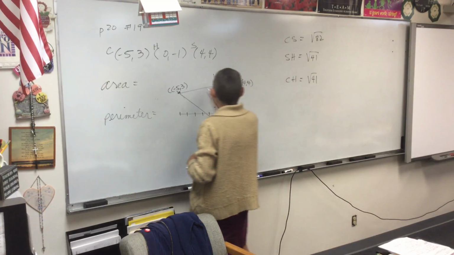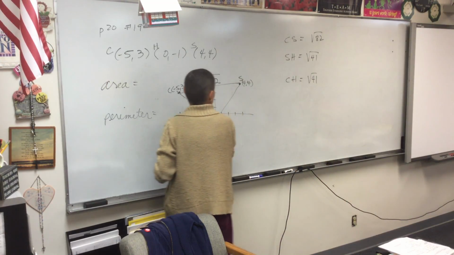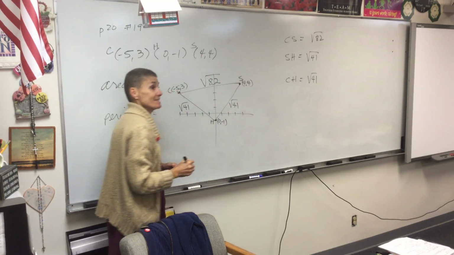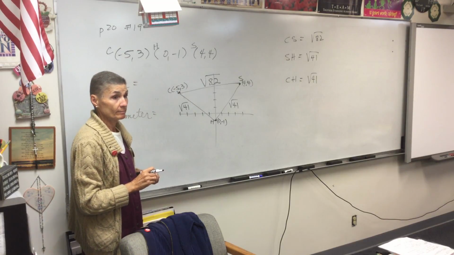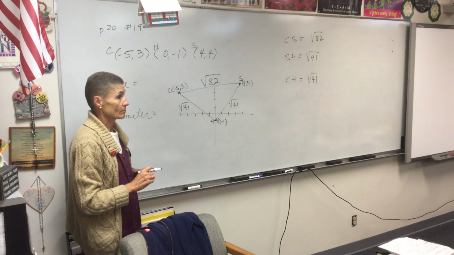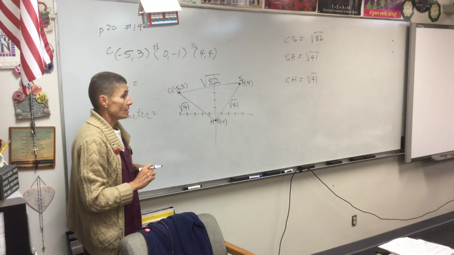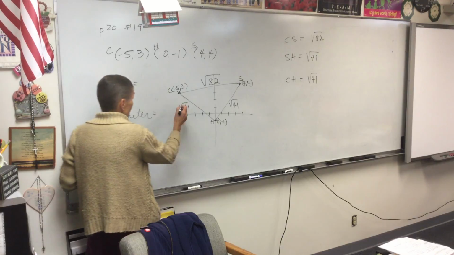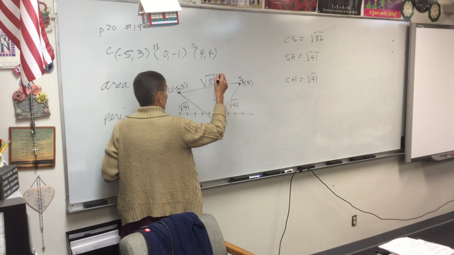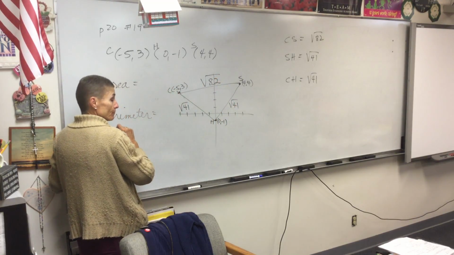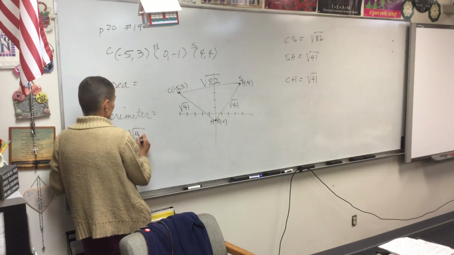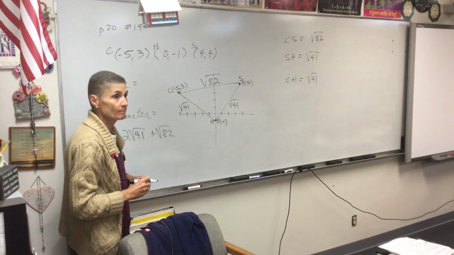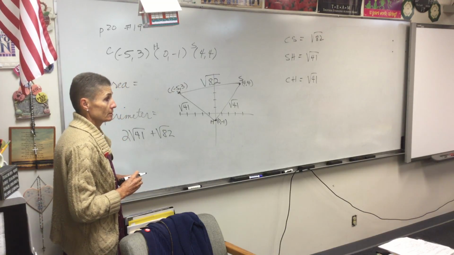So, not only do we have a triangle, but we have an isosceles triangle, don't we? The perimeter of our triangle will be root 41 plus root 41 plus root 82. So I think I'll write that as 2 root 41s plus root 82. Is that okay with everybody? Yes.